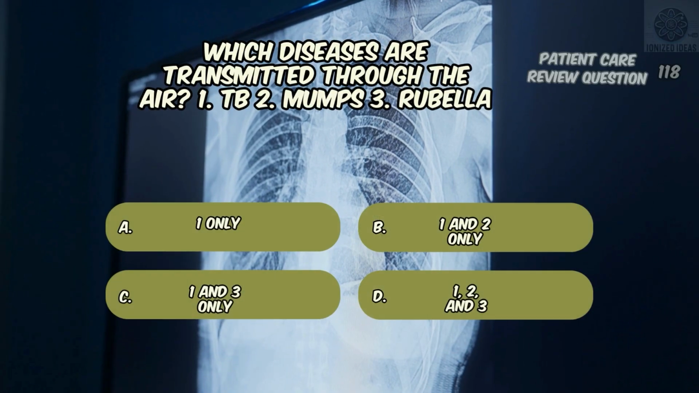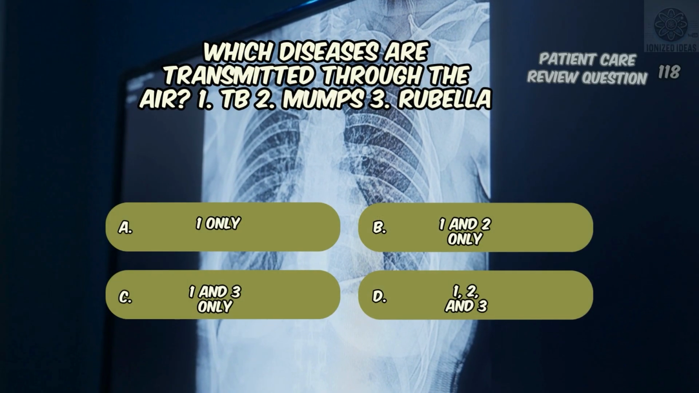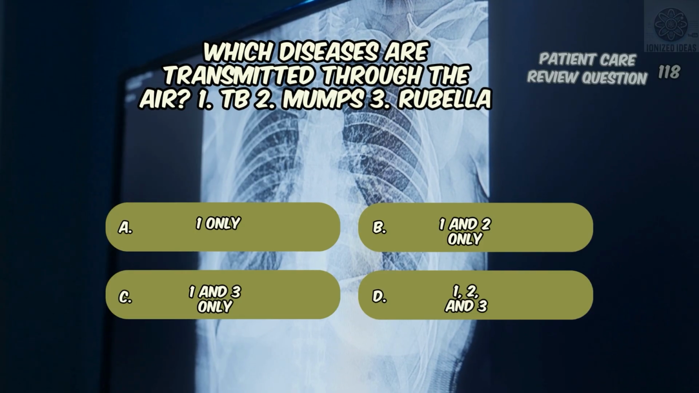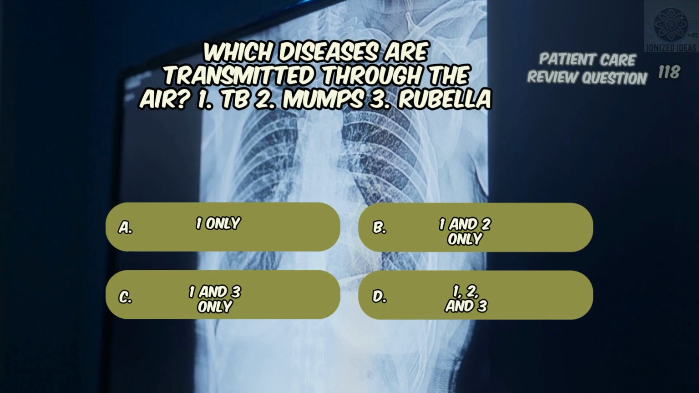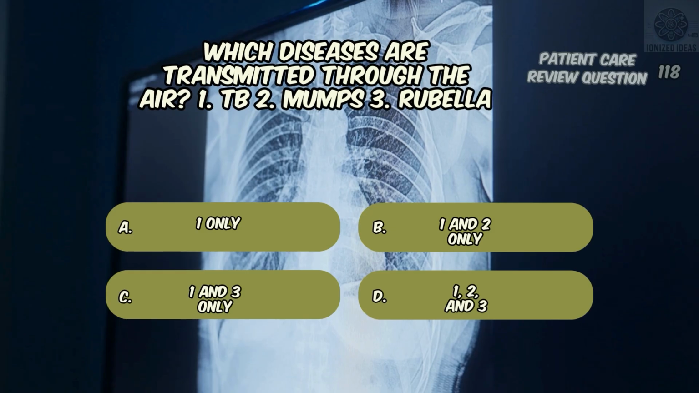Which diseases are transmitted through the air? 1. TB. 2. Mumps. 3. Rubella. A. 1 only. B. 1 and 2 only. C. 1 and 3 only. D. 1, 2, and 3.